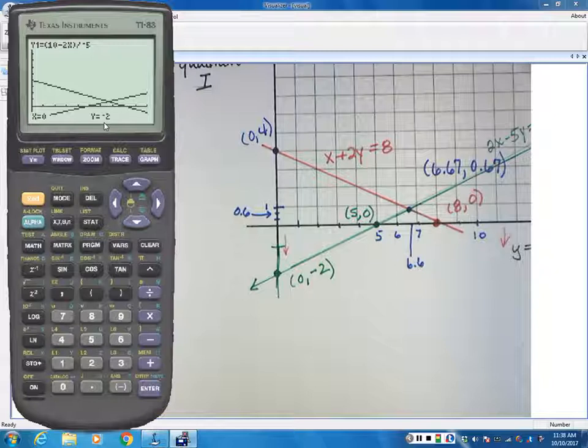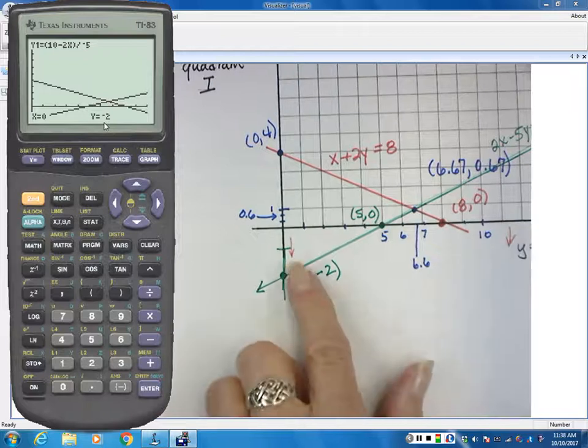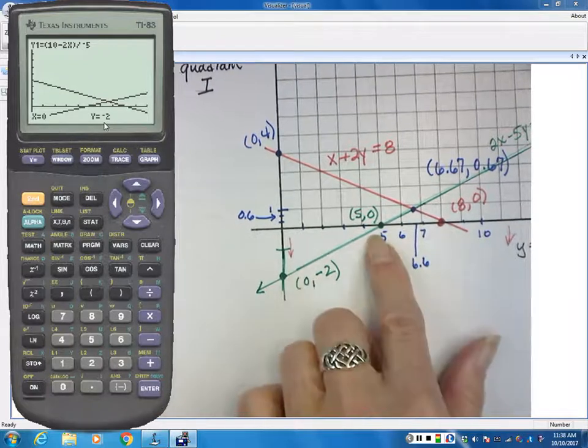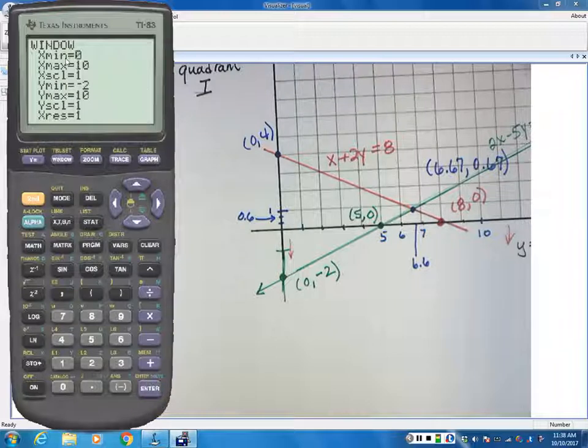Now, there wasn't a particular reason that I set these axes up the way that I did, other than to make sure you understood that if the window that you're on doesn't actually let you get to the left and the right of your x-intercept, you're not going to be able to use your calculator to find it. So you need to understand how to adjust your window. So on your window, remember X-min. I'm going to draw you a little picture here.